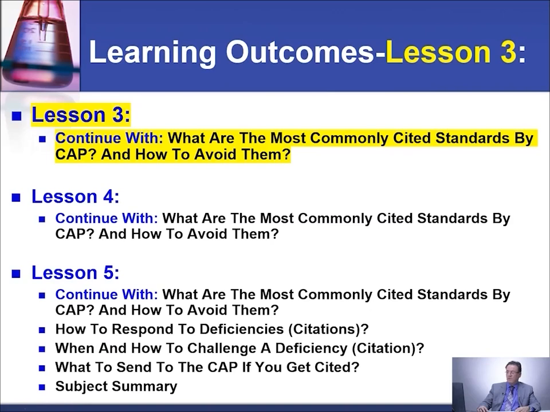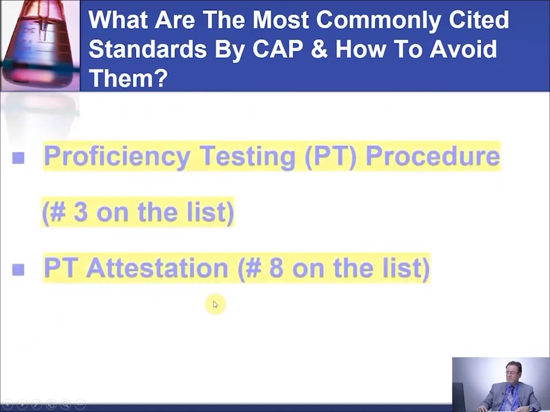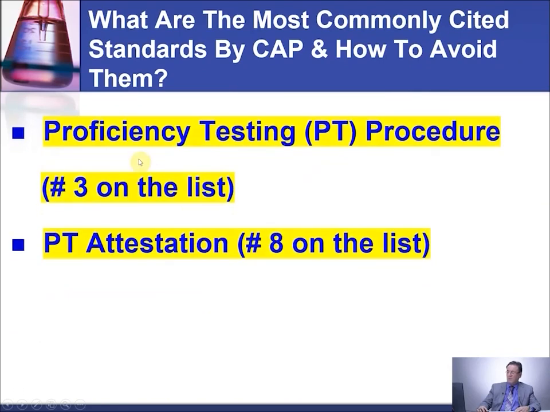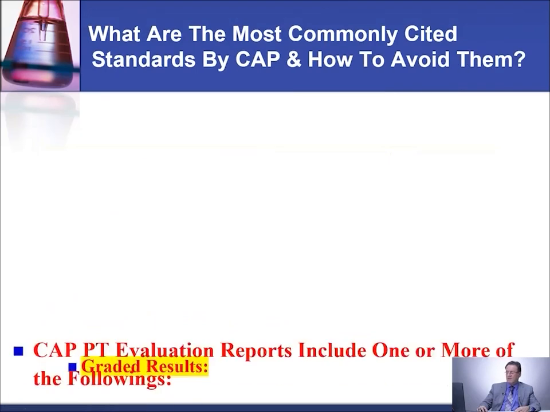So let's start with lesson 3. We start talking about the 3 citations that are related to proficiency testing: the PT procedure, the PT evaluation report, and the PT attestation page. In a previous lesson, we covered the proficiency testing procedure, and we covered the PT attestation page, and we start talking about the PT evaluation report, which is number 1 on the list.